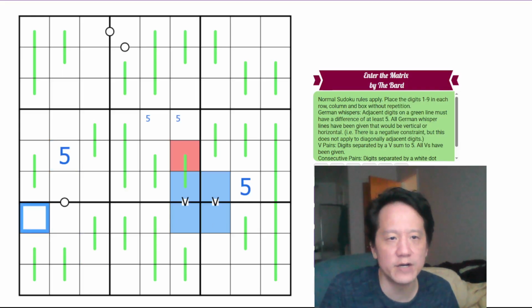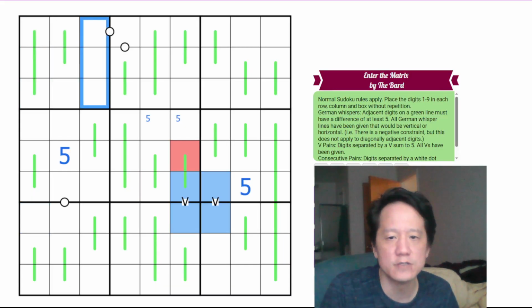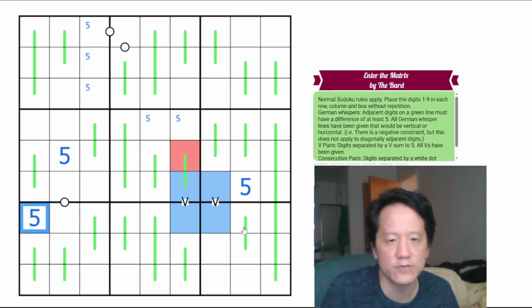Where's the 5 in box 1? It has to be one of these 3 cells, which means 5 cannot be here in box 7, can't be here, can't be here, it must be here in box 7. Where is the 5 in box 8? Can't be on the German whisper lines, can't be next to the V, so it must be here. Where is the 5 in row 8? Can't be here. Can't be any of the German whisper lines, so it must be here.